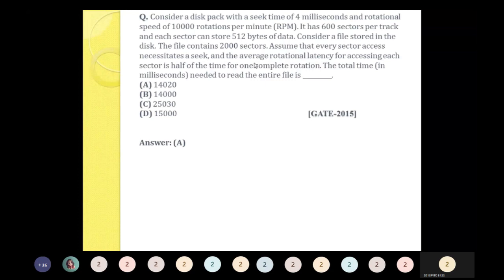So these are some of the questions we solved from the GATE previous year questions. I hope everyone has a clear idea on this topic. Thank you, students. Thank you very much.